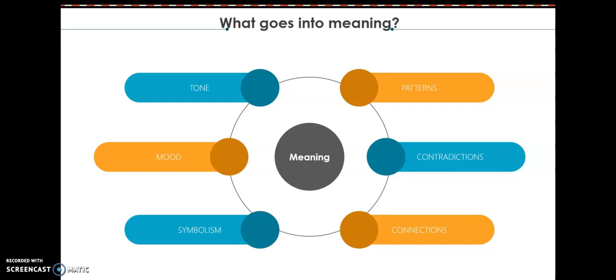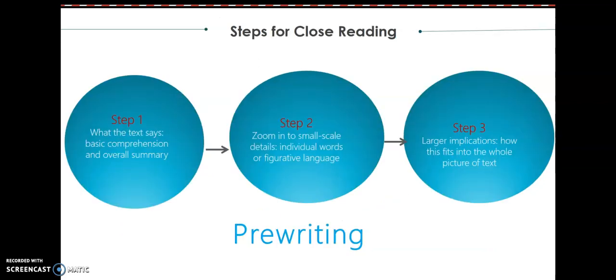Symbolism, patterns, contradictions, connections. If these are starting to sound familiar to you, for those of you who know what they are, these are the signposts. All of this goes together to create meaning, and all of it goes together to create meaning on many different levels. Okay, so here are your steps.